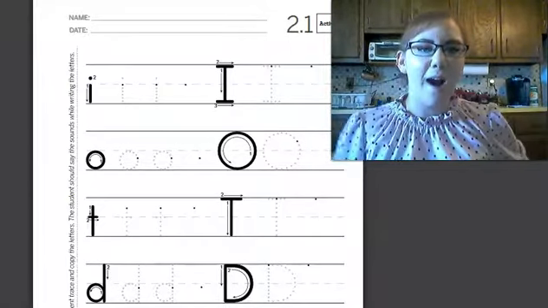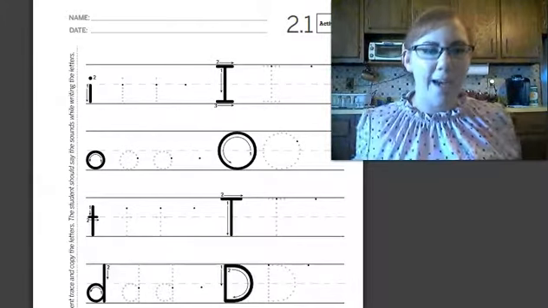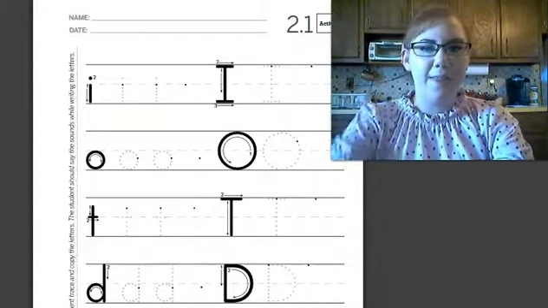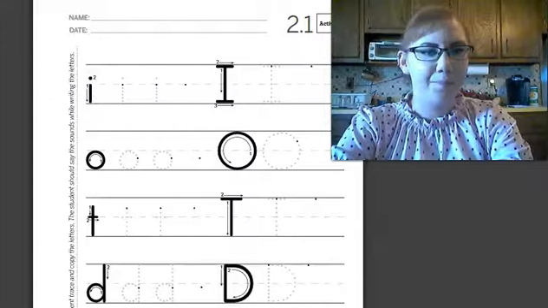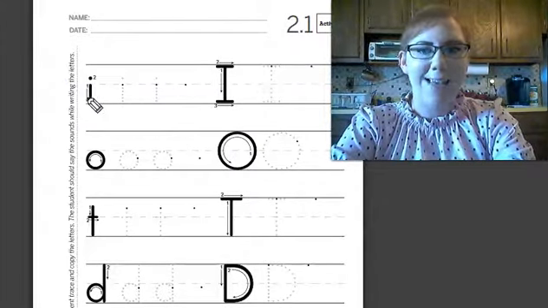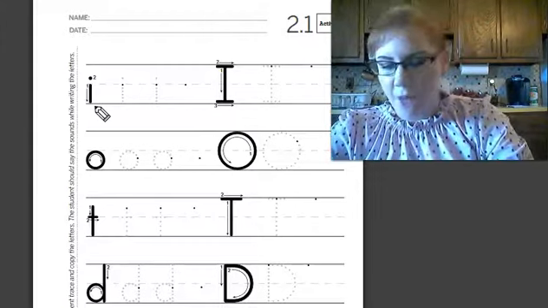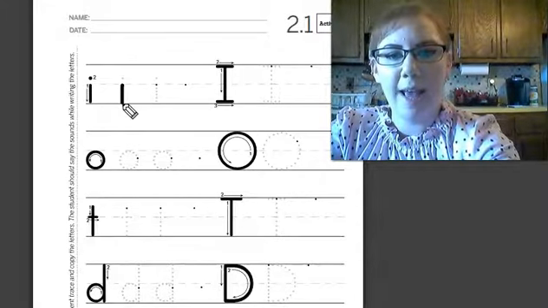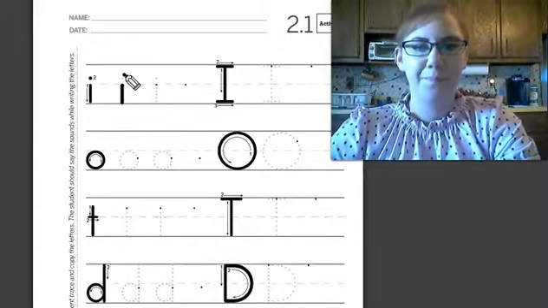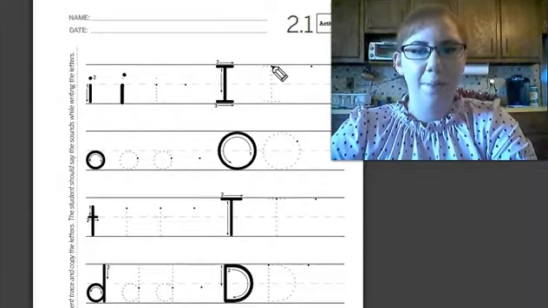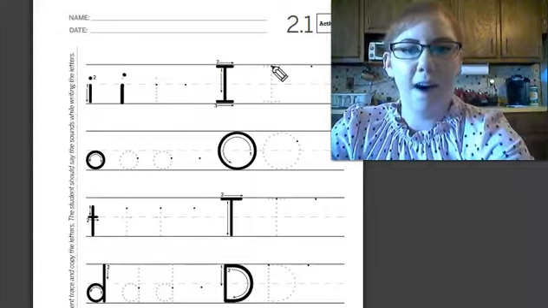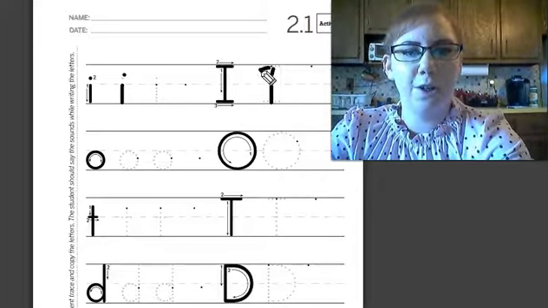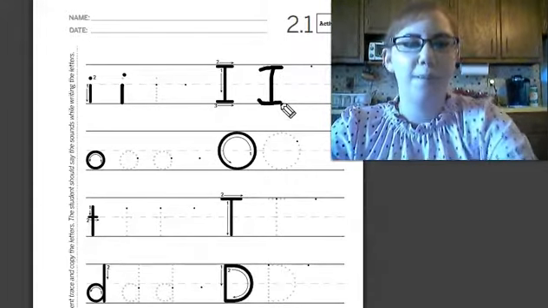Next, we're going to practice some more of our lowercase and uppercase or capital letters. Let's start with the letter I. I says I. We want to draw the lowercase I by writing a short line down and then a small dot atop of it. The capital I needs a long line from top to bottom, and then a short line across the top and a short line across the bottom.